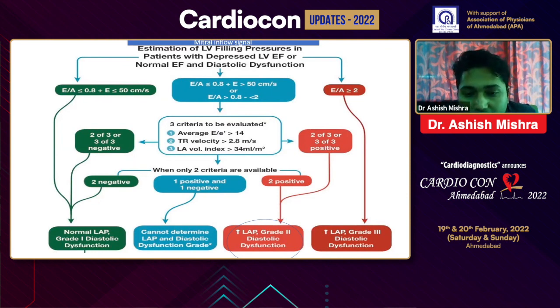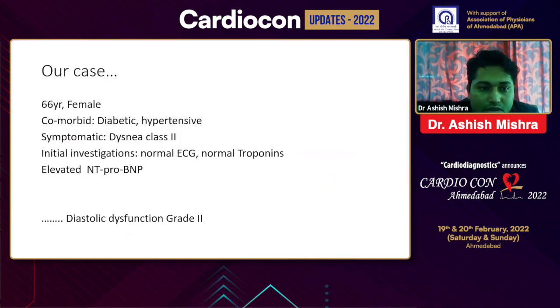And we also have an indirect marker: the biomarker NT-pro-BNP level is significantly elevated in our case, which depicts that the patient is symptomatic. The NT-pro-BNP levels are elevated, and the echocardiographic parameters are in favor of grade 2 diastolic dysfunction. So a clinical diagnosis of diastolic heart failure in our case is arrived at, taking into consideration the NT-pro-BNP levels and the echocardiographic parameters. Basically, we have grade 2 diastolic dysfunction and symptomatic heart failure.